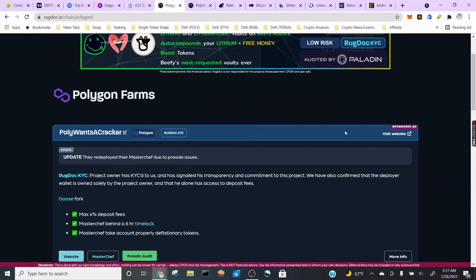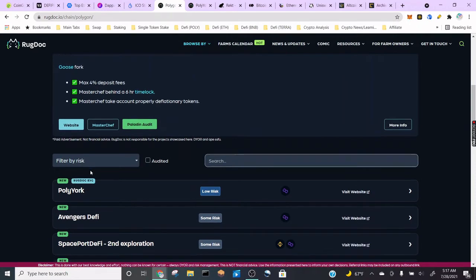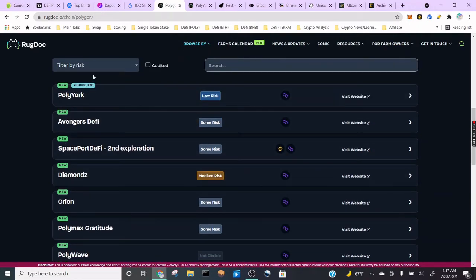But this is what I'm looking at. So Polygon Farms, hopefully this is making sense for you guys. Poly wants a cracker. And you can filter by risk, low risk, and see RugDoc KYC, so they know who these guys are, which helps because if they do rug pull you, what are they going to do? Give them a call up, find where they live. I don't know what would happen if $1 million got stolen from people, but if they know your name and address, or your license plate, I don't know. KYC means know your customer, so RugDoc knows the customer that asks for RugDoc to check out their project, right?